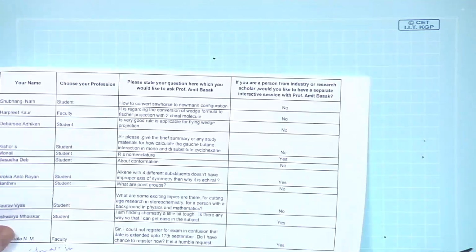The third question is by Debashree Odhikari. Is the very good rule applicable for the flying wedge projection? That was the question. Now, what is the very good rule?